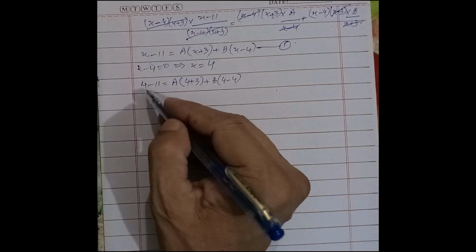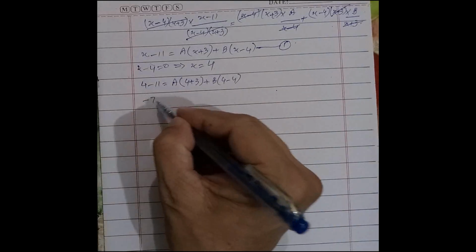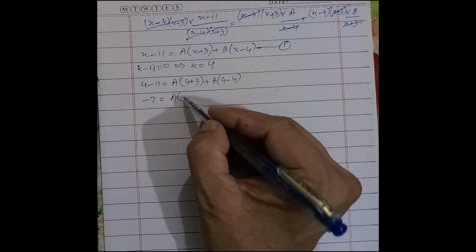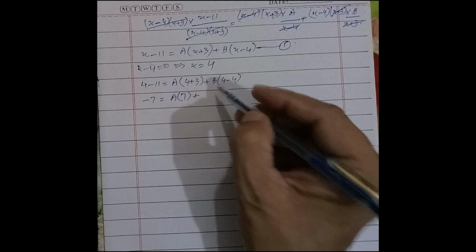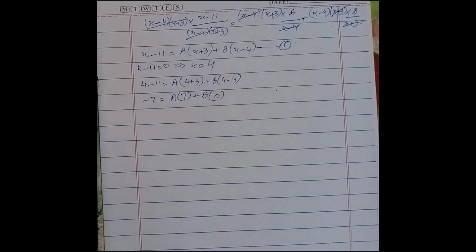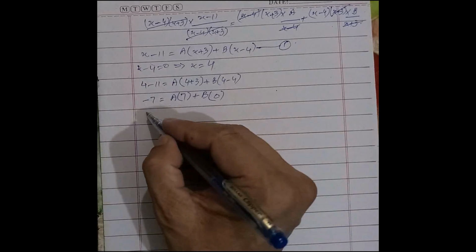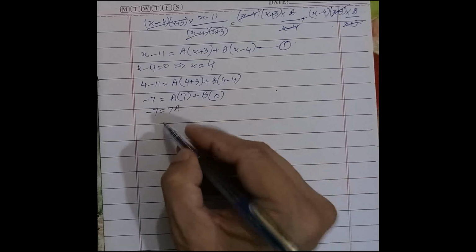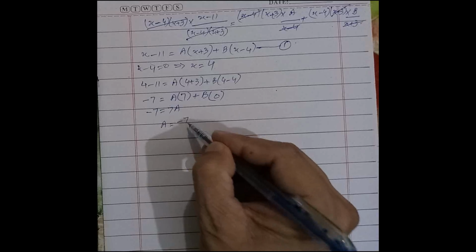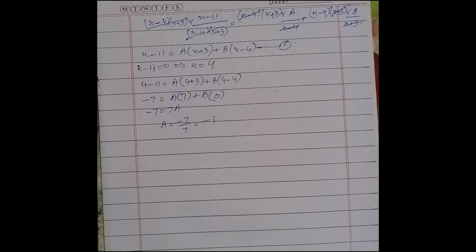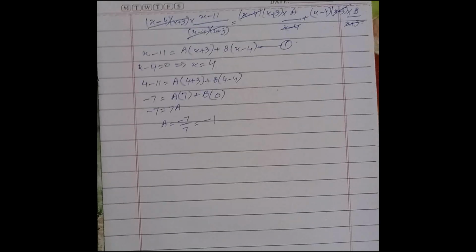Now simplify these values. 4 minus 11 is equal to minus 7, is equal to a into 4 plus 3, which is 7, plus b into 4 minus 4, which is 0. Now we simplify the values and find the value of a. We get minus 7 is equal to 7a and a is equal to minus 7 over 7, which is equal to minus 1. So this is the value of a, which is minus 1.